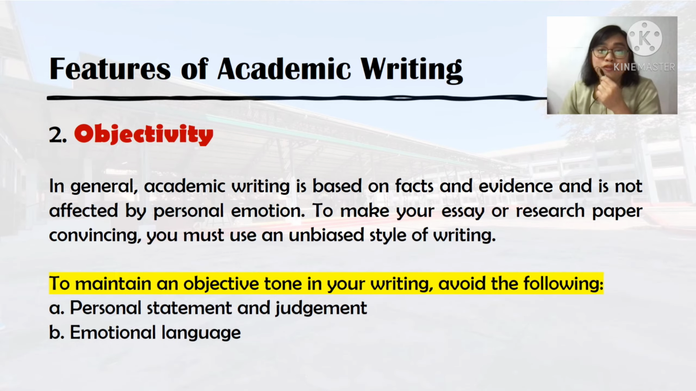Let's now move on to the second feature of academic writing, which is objectivity. In general, academic writing is based on facts and evidence and is not affected by personal emotion. To make your essay or research paper convincing, you must use an unbiased style of writing. To maintain an objective tone in your writing, you should avoid the following: personal statement and judgment, and second, emotional language.